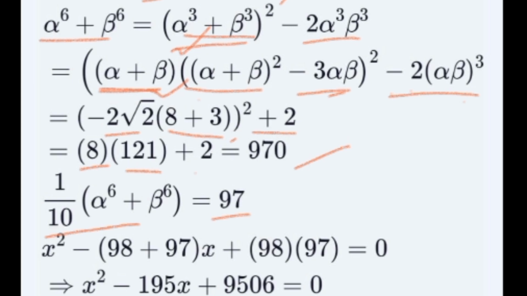Now here, we know that equation x square minus sum of the roots. So here 98 plus 97 into x plus 98 into 97 is equal to 0. Now x square minus this adds to minus 195x plus, so these are multiplied, so 9506 is equal to 0. Finally x square minus 195x plus 9506 is equal to 0.